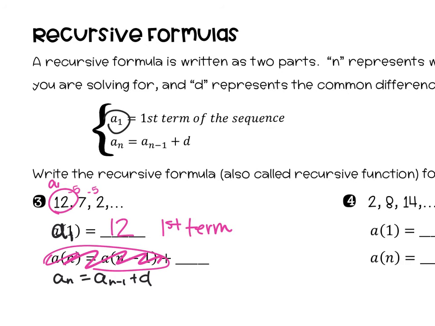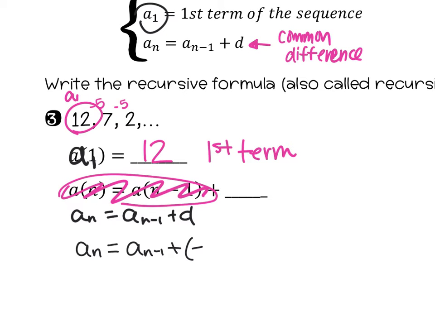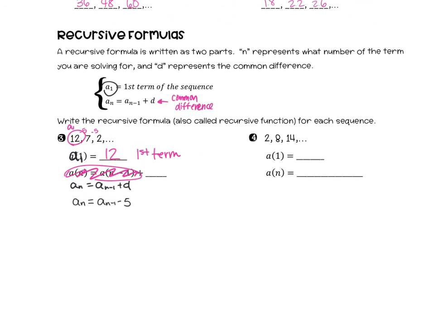So plus D, that's what we're trying to find. D is the common difference. Actually, I'm going to write that up here instead. I would write this down. That's the common difference, or that number that's being added. All right, so we already found that. It was -5, so I would say AN equals AN minus 1 plus, you can either put plus -5, or you can just change that plus to a minus. Either way is fine, okay? All right, so that's how we would do that first one.